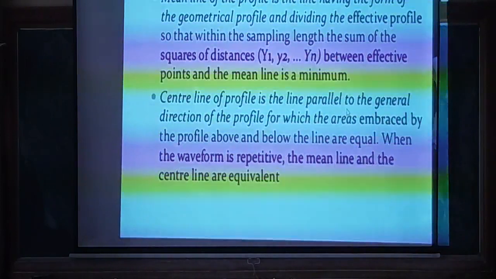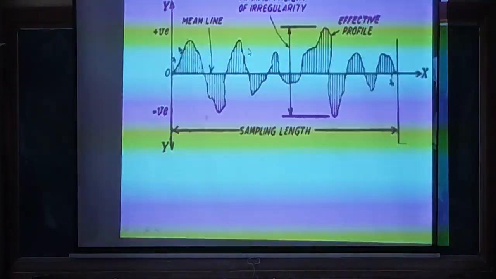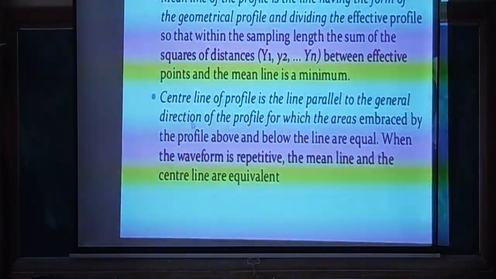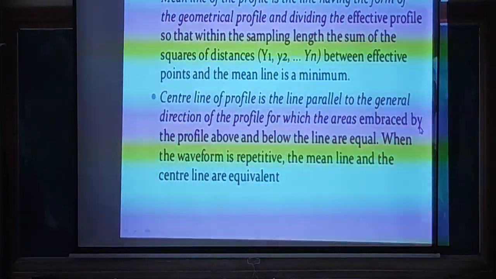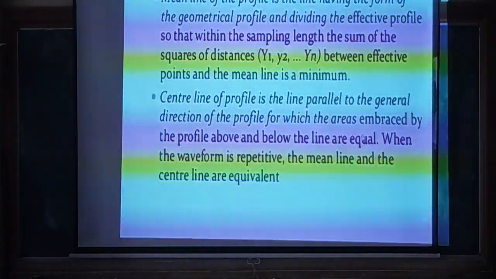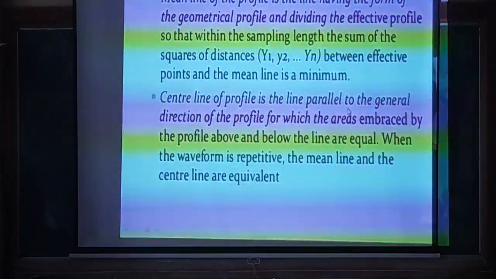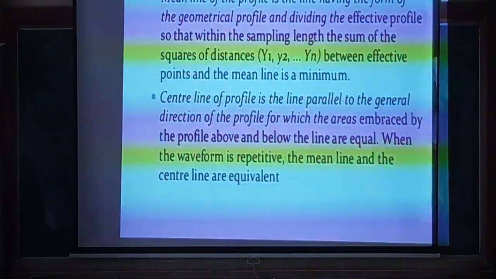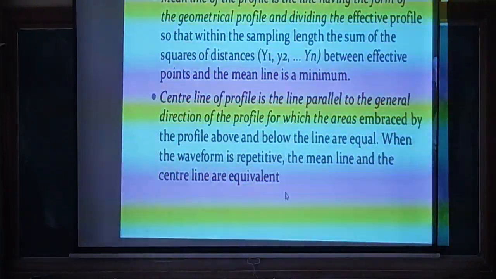The center line of the profile is the line parallel to the general direction of the profile, for which the areas embraced by the profile above and below the line are equal. So whatever is embraced by the profile above and below that line are equal when the waveform is repetitive. Only if the waveform is repetitive do we take that center line of the profile.